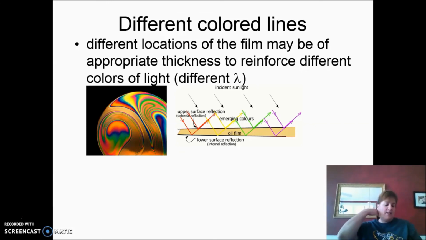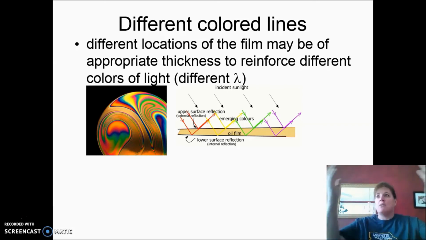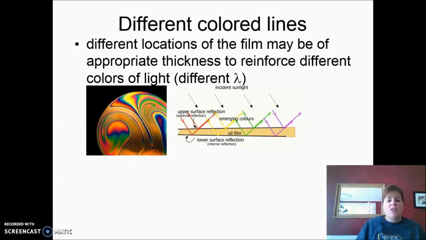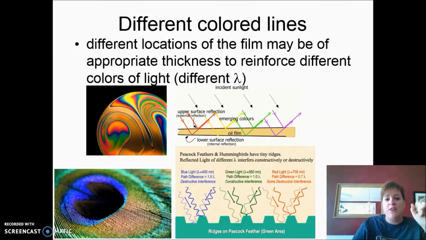Now, what's really cool, if you think about anytime you see thin film interference, you usually see it if you're outside, right? Because outside you have sunlight, which has all of the visible spectrum in it. You see different colors, like in your soap films, and if there's a gas spill. It's because different locations have different thicknesses, and if they have different thicknesses, they reinforce different colors, right? Because different colors of light have different wavelengths. Red has a longer wavelength than, say, purple, which has a shorter wavelength. It's higher energy.